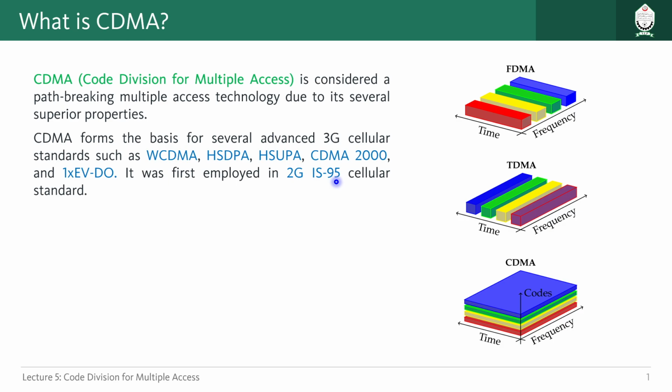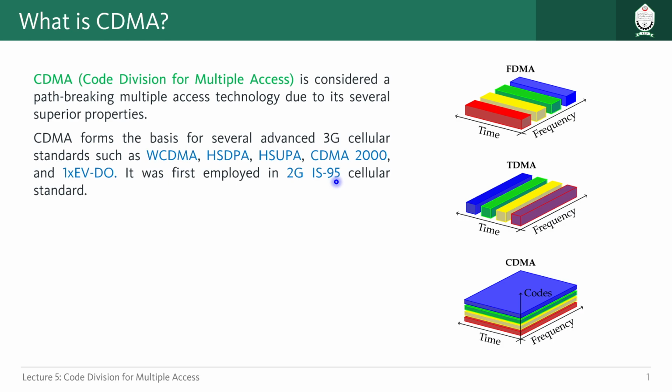Right now, in 4G and 5G, the mostly used techniques are OFDM and MIMO. So CDMA is not that much used right now. Still, it is a very important topic to understand how the mobile communication systems have evolved so far.